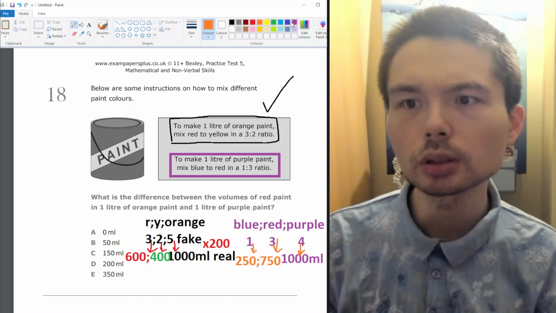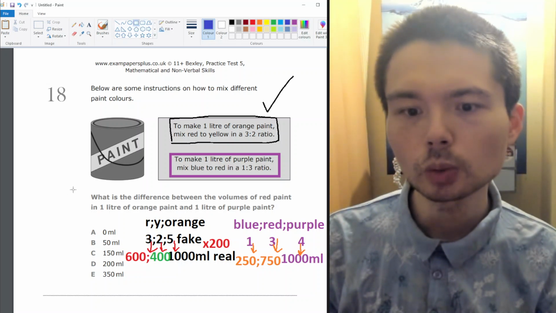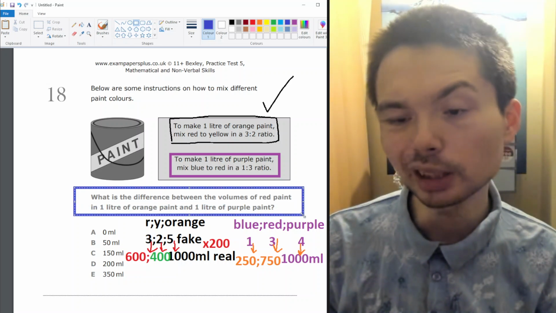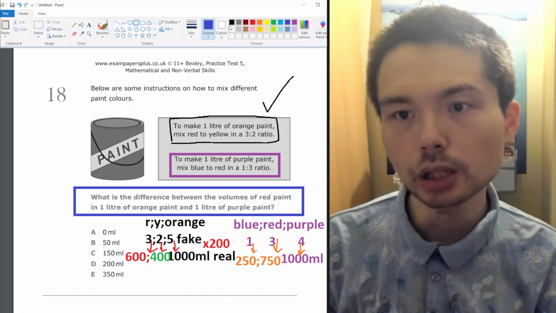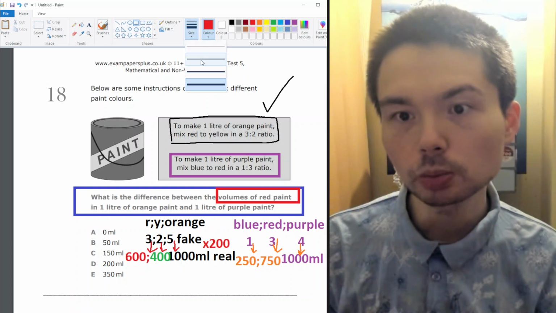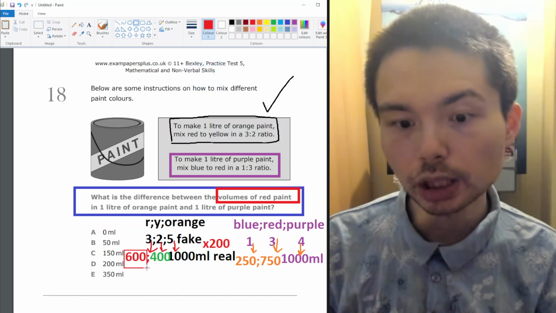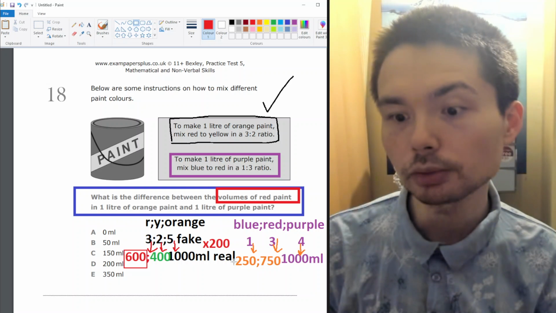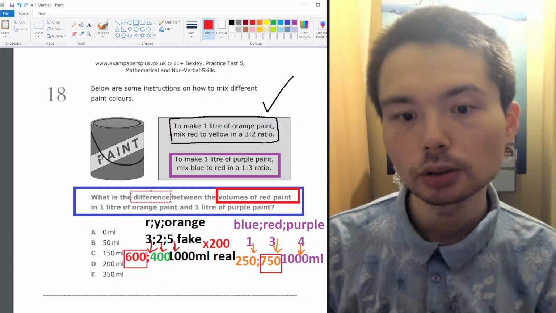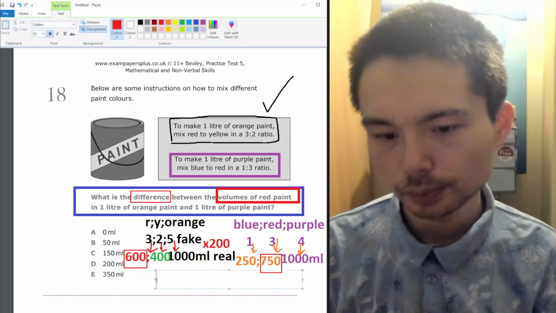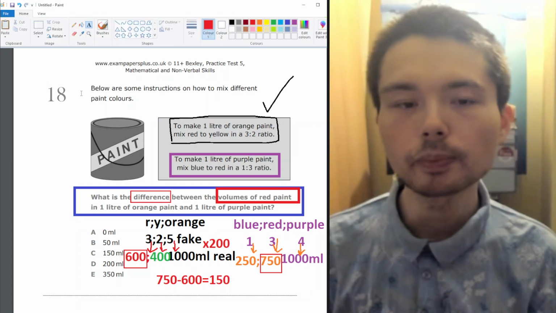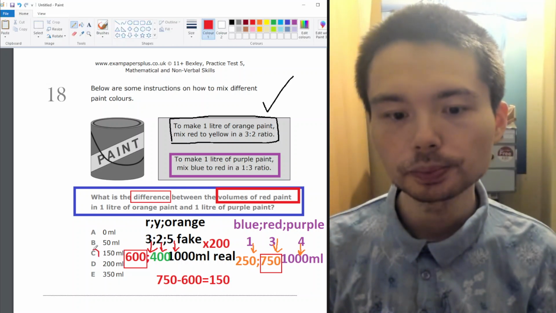Alright, and now we can answer the question. What's the difference between the volumes of red paint in 1 litre of orange and 1 litre of purple? Already that sounds really wordy to me, but it's just about okay. The difference in the red paint, so what have we just worked out? Red paint for this bit was 600. The red paint for this bit was 750. We are after the difference. So we subtract and we have it. 750 minus 600 equals 150. Done. So C is the answer.